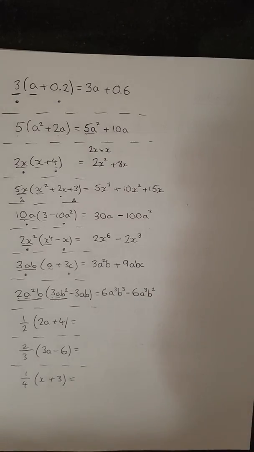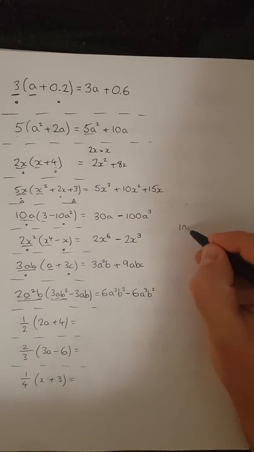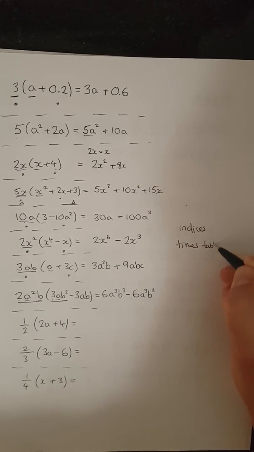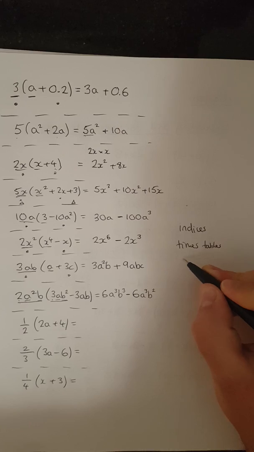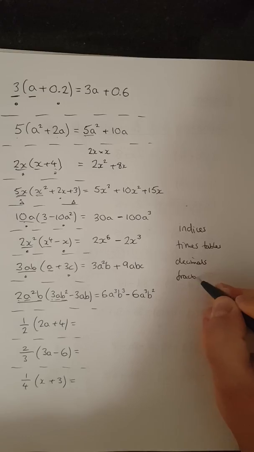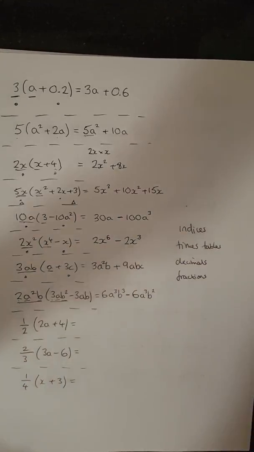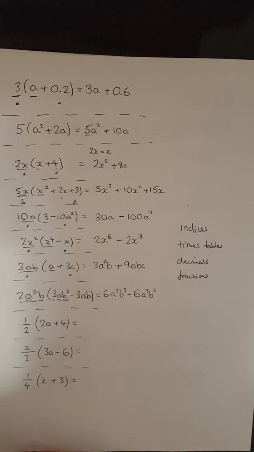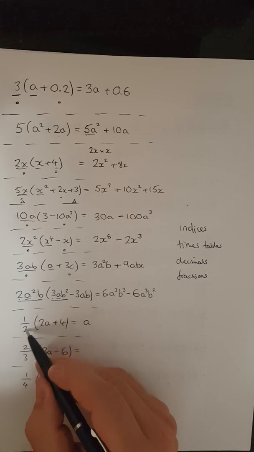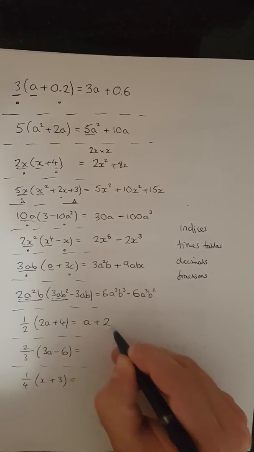By now you're feeling quite confident, this is quite repetitious, and that's good. It's using all the rules you're already comfortable with and just applying them to a different situation where you have to use indices, you have to know your times tables, and you may have to know your decimals and your fractions. Speaking of which, half of 2a is just a. Half of 4 is 2.